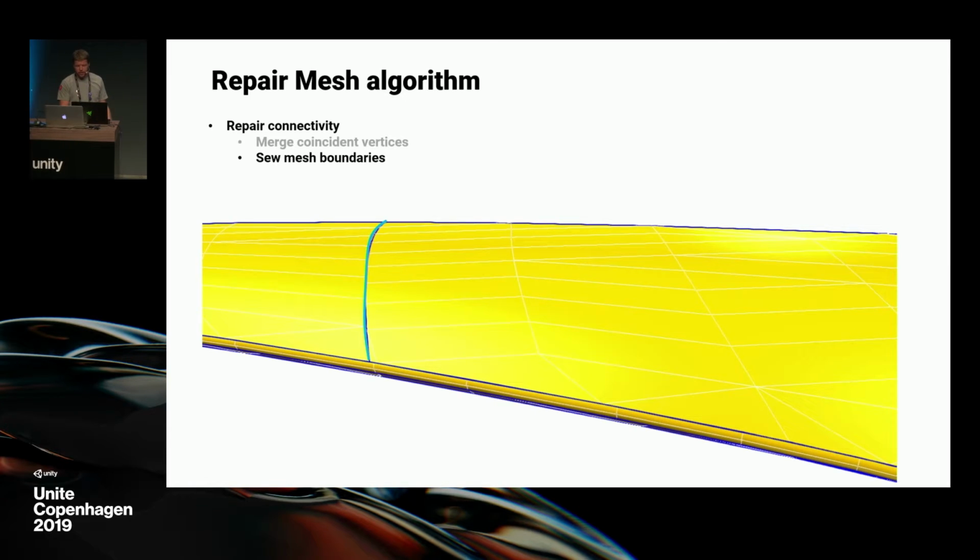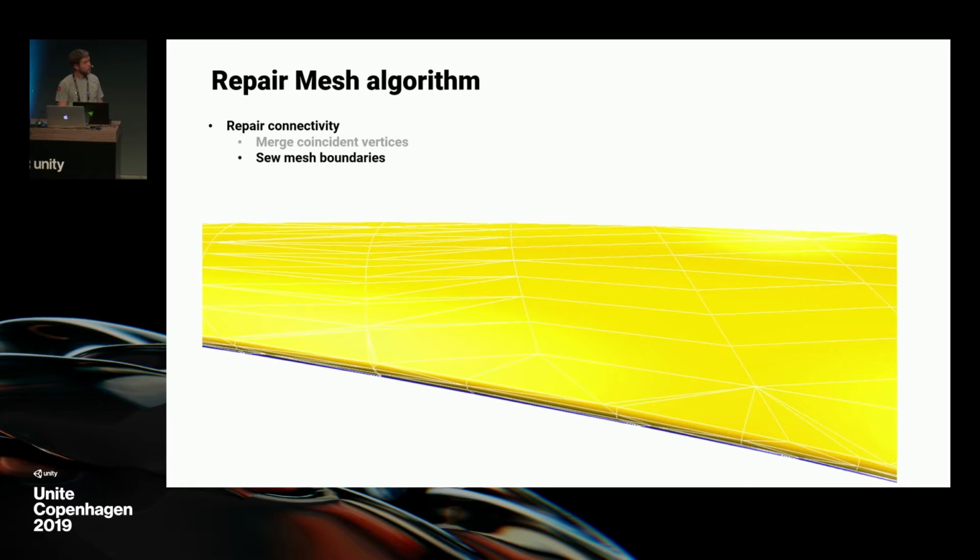But on the remaining line of edges, the vertices are not aligned at all. So the repair mesh function uses another algorithm to reconnect the edges by sewing the near boundaries. This operation creates some extra triangles, but offers a well-connected mesh suitable for optimization.